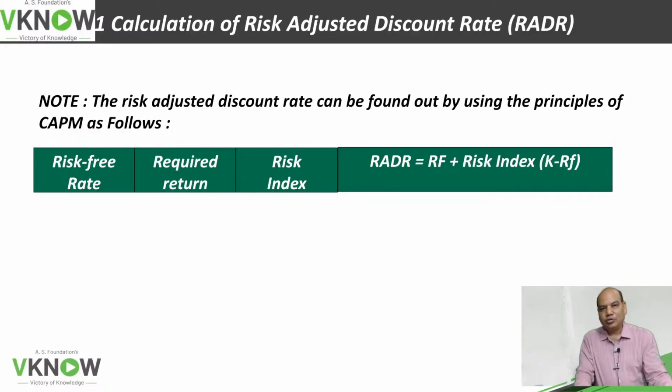So I need to find out required return as per CAPM. First column write risk-free rate. Second column write required return. Third column write risk index. Fourth column RADR. RADR will be equal to RF plus risk index into K minus RF.